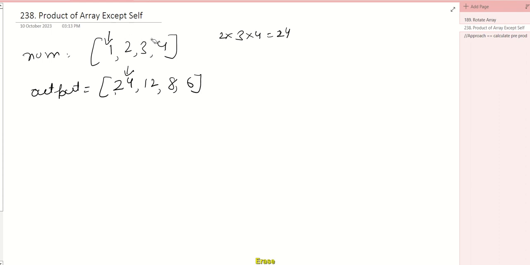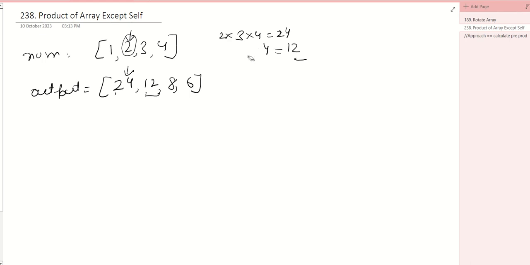So 24 came here. Now for the second element, what you need to do is multiply 1 into 3 into 4. So we just left out 2, right? We didn't include 2 over here. So it will be 4 into 3 is 12, into 1, that will be 12. So that came over here. Okay, so this is the approach. So this is the problem statement.